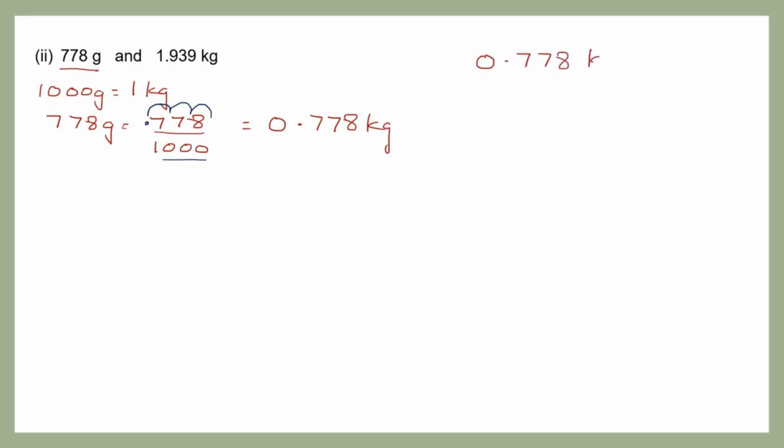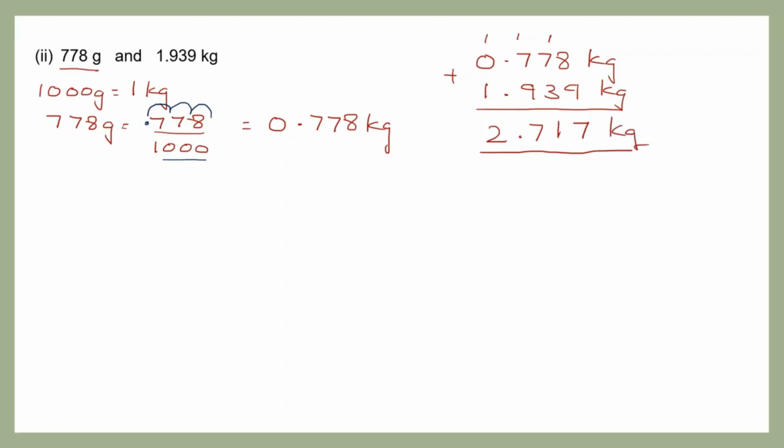0.778 kilograms plus 1.939 kilograms. So we are adding up these two. Let's start. 8 plus 9 is 17, carry 1. 7 plus 1 is 8, plus 3, 11, carry 1. 7 plus 1 is 8. 8 plus 9 is 17. Carry 1. 1 plus 1 is 2. Don't forget to write the unit, kilograms. So the answer is 2.717 kilograms.